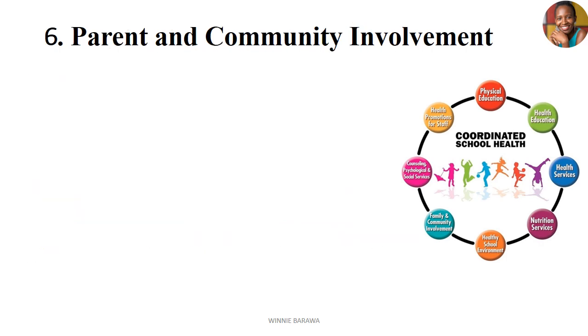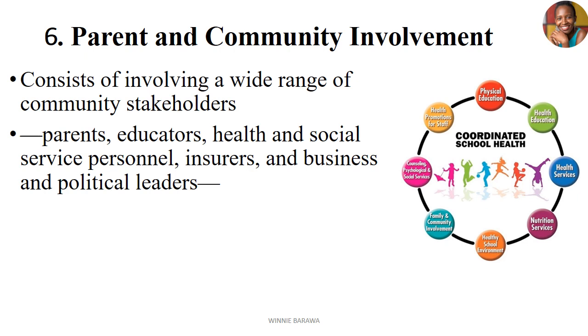Sixth component is parent and community involvement. The school is not supposed to work independently, free from the community, but rather they need to consist and involve a wide range of the community stakeholders. And the stakeholders here, we are not looking at big organizations, or big international agencies. We are looking at any person or any individual who has a direct effect on the school. And this could include the parent, the educators, health and social service personnel, it can be insurance, it could be business or even political leaders.